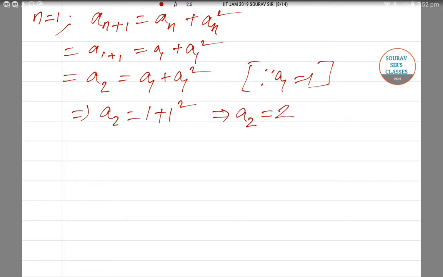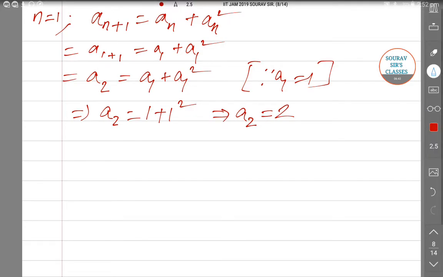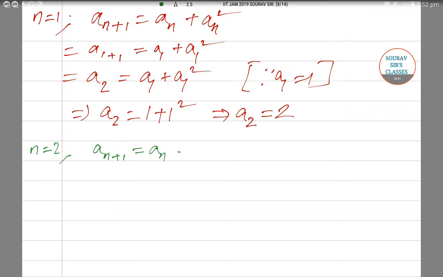Now we will put n equal to 2, so again a_(n+1) should be equal to a_n plus a_n square. Again the same case.